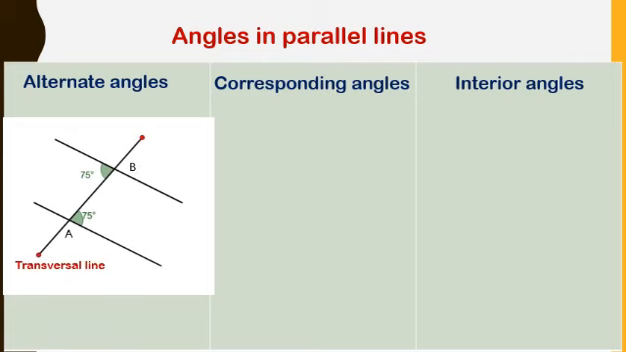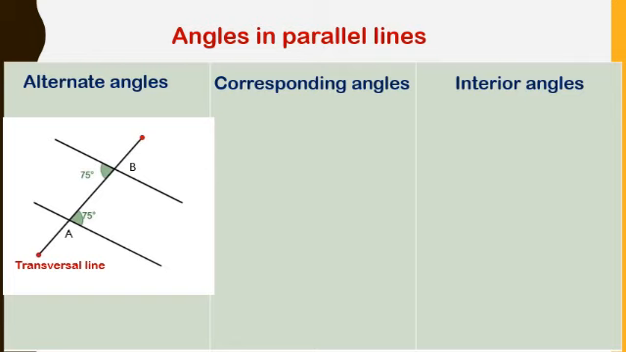Here you can see two angles, angle A and angle B. Here angle A equals 75 degrees and angle B equals 75 degrees. When a line intersects a pair of lines, they form a set of non-adjacent angles on either side of the transversal line. Such angles are called alternate angles. Here you can see two angles, angle A and angle B. So we can say A and B are alternate angles.